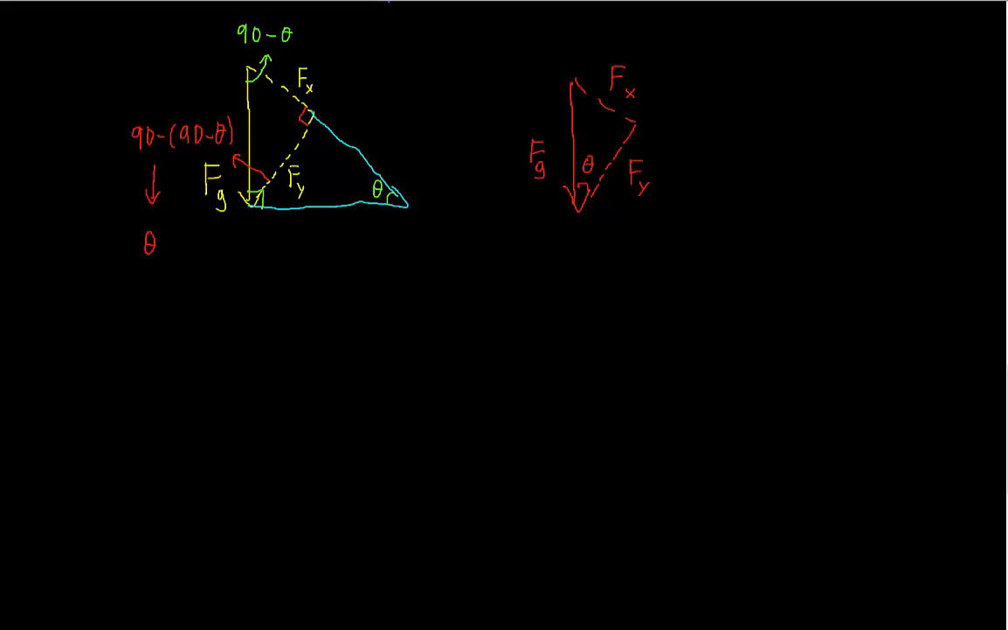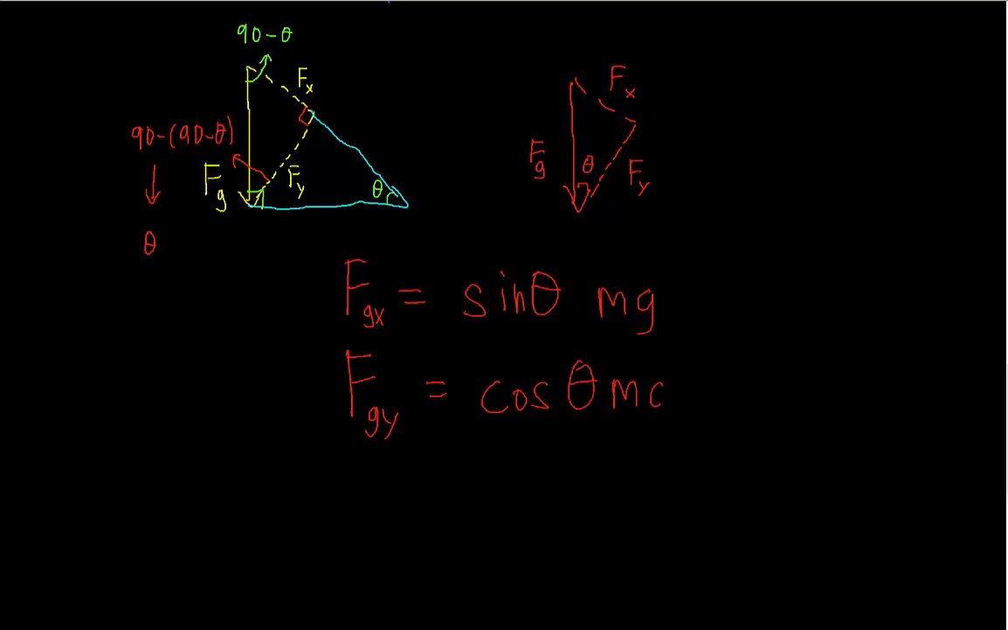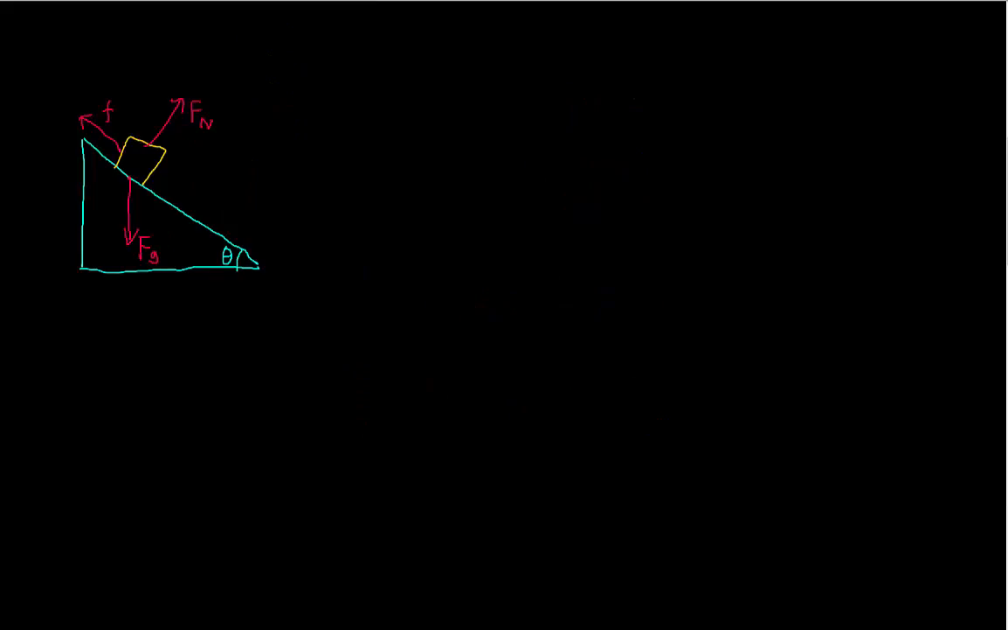Then we can use this angle to write out the x and y components of the gravity vector. The x component is going to be mg times sine of theta, because sine of theta is F_x over the hypotenuse, which is mg, or just the magnitude of the gravity vector. And then the y component is going to be mg times the cosine of theta.